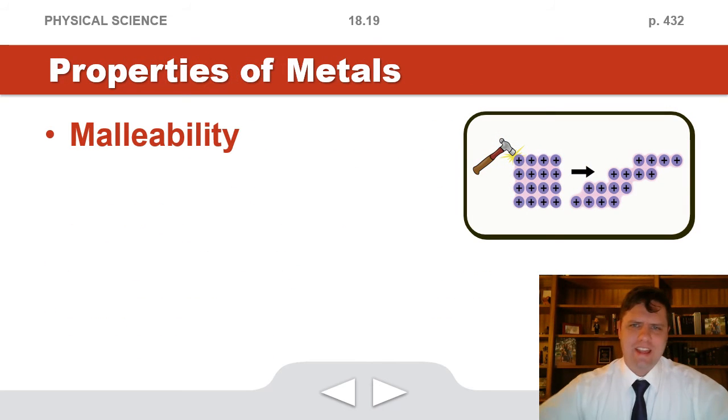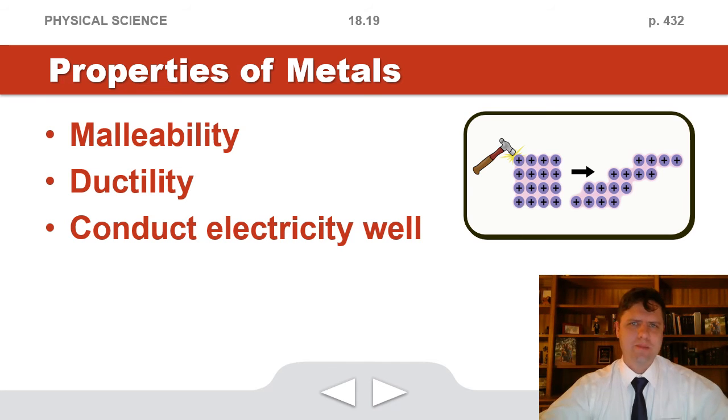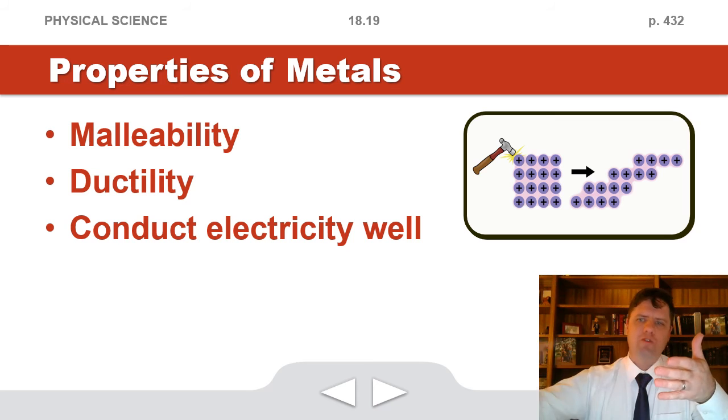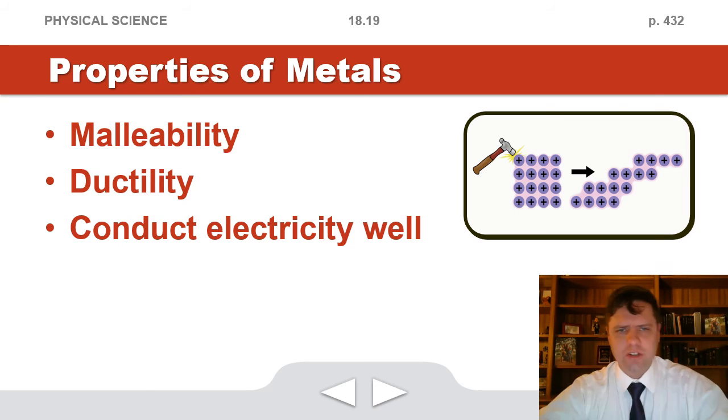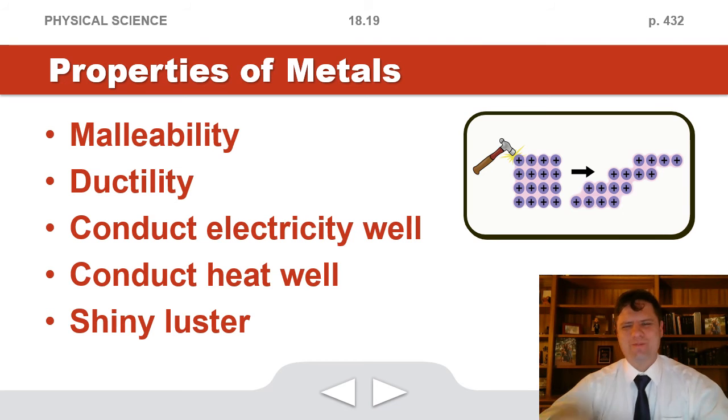Metals are malleable. I have a picture here with a hammer hitting the top edge of this metal, and note that the layers can slide over each other. They can be spread out. They're ductile, which means that they can be drawn into thin wires. They conduct electricity well. Remember that the electron sea allows those electrons to move freely throughout the lattice structure. And they also conduct heat well, so they are great conductors of both electricity and heat. They also usually have a shiny luster. We're used to this. If we see something shiny with reflective qualities, our minds often think that it's something metallic.